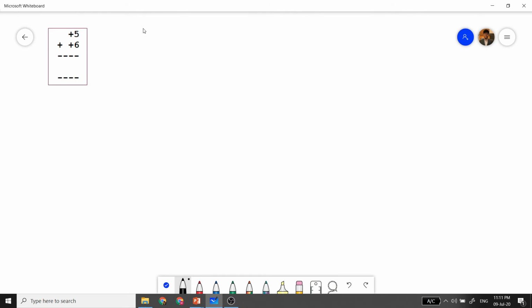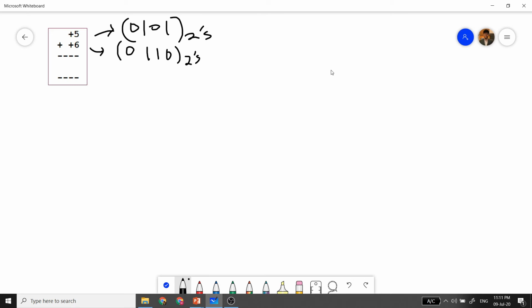Let's write 5 in 4-bit 2's complement number system. As this is a positive one, plus 5 will be 0, 1, 0, 1. This will be the binary, also the 2's complement form, as this is a positive one. To convert plus 6 into its 2's complement form, it will be 0, 1, 1, 0. This is also the 2's complement form.